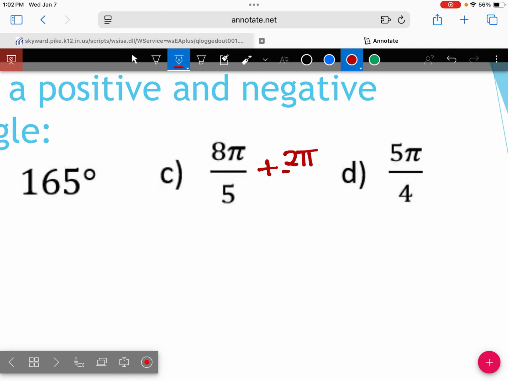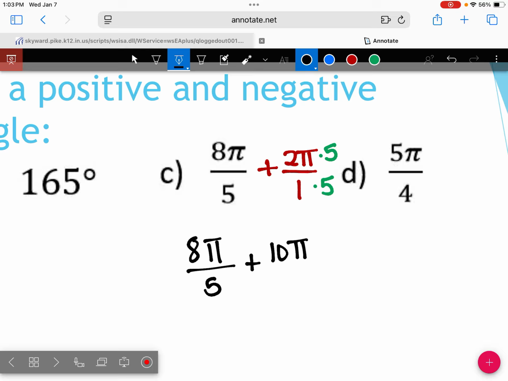But we got a fraction. And I hope nobody is going to add that and say it is 10 pi over 6. If you are, don't tell me that. I don't even want to know. What do you need to have in order to add 2 fractions? Common denominator. So what do I have to multiply this fraction by? 5. So we're going to multiply this fraction top and bottom by 5, which is going to change it to 10 pi over 5. So I have 8 pi over 5 plus 10 pi over 5. That is the same thing as 2 pi.